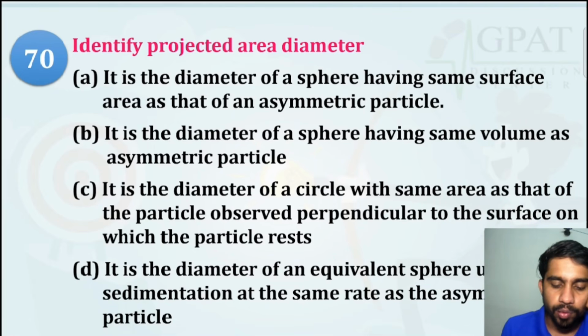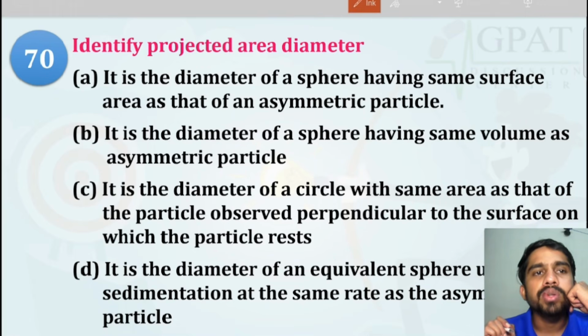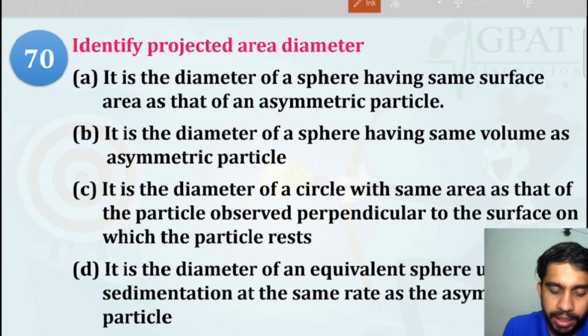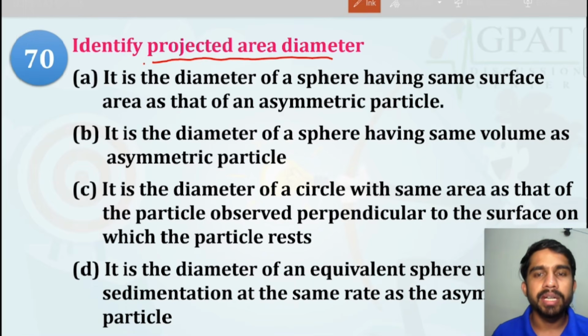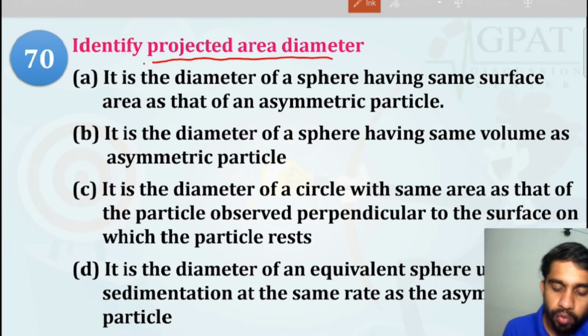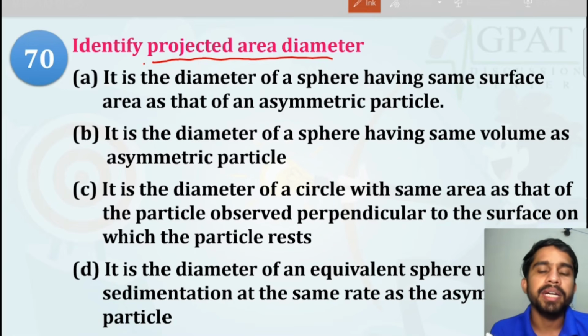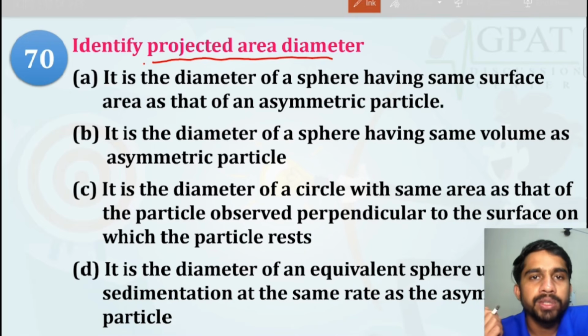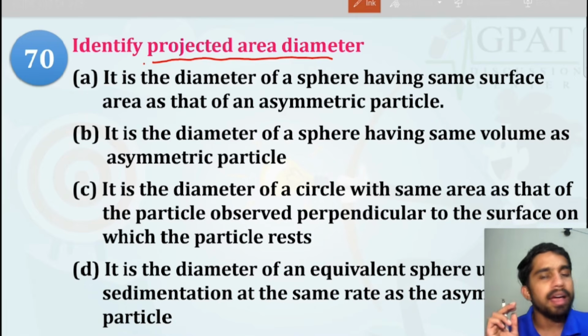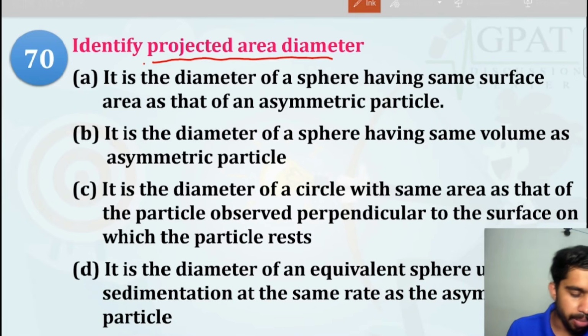First question, what is the first question saying? First question is saying identify the projected area diameter. The question is related to pharmaceutics, but we can discuss it, like what is the projected area diameter. In your physical pharmaceutics, you have studied that there are multiple ways to measure the particle diameter. The first one is your projected area diameter, the second one is your Stokes diameter, then volume diameter. Multiple methods are there. Okay, so let's read the options.